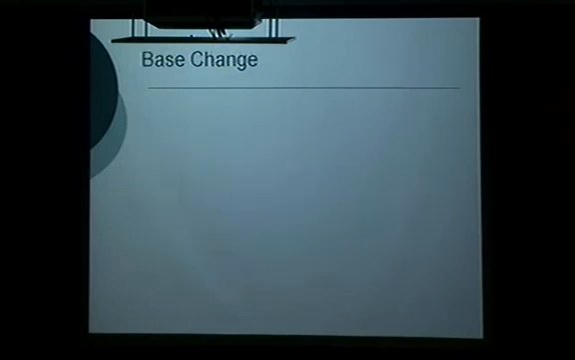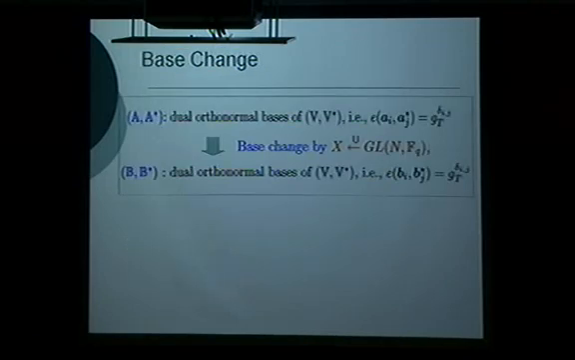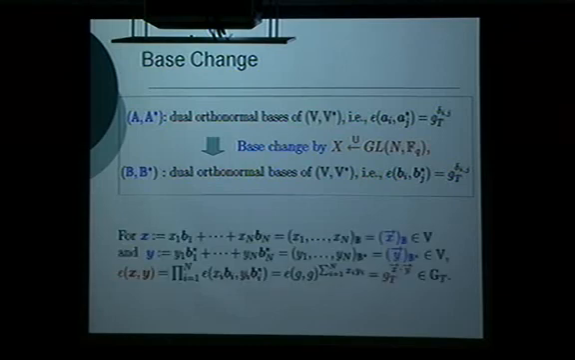Okay, so we started from a canonical basis, and there are dual orthonormal bases of these dual spaces, like this, and we apply a base change by using a random linear transformation. Then we obtain another basis, but it still preserves the nice property of the orthonormal basis of the two spaces.